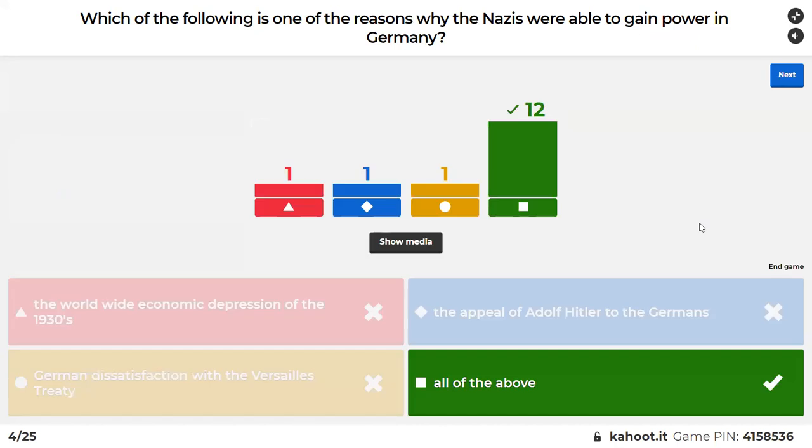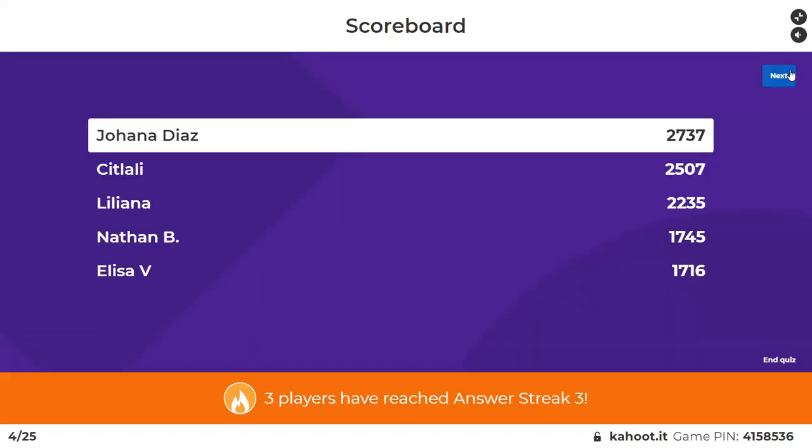All of those are true, right? The worldwide economic depression of the 30s, even in the United States. The appeal of Hitler to the Germans is true. And then German dissatisfaction with the Treaty of Versailles is also true. So if you put red, blue, or yellow, you're correct, but the other two were right as well.